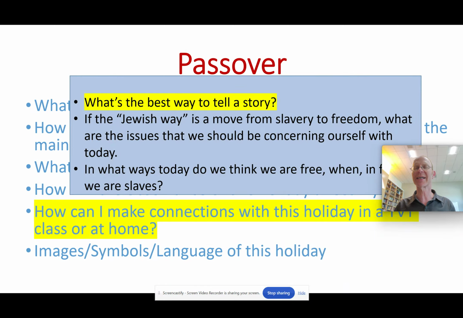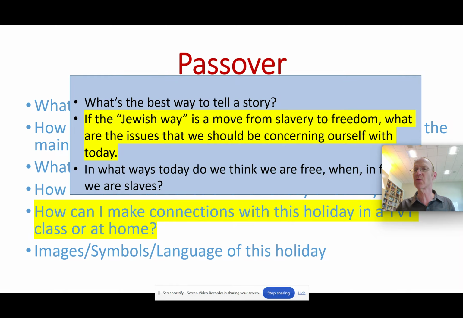How can I make connection with this holiday next week at TVT in my class? Well, you can talk about storytelling. What's the best way to tell a story? Because that's exactly what the creators of the Haggadah were thinking. What is it that makes a good story? And they thought, well, start with the bad stuff, end with the good stuff.